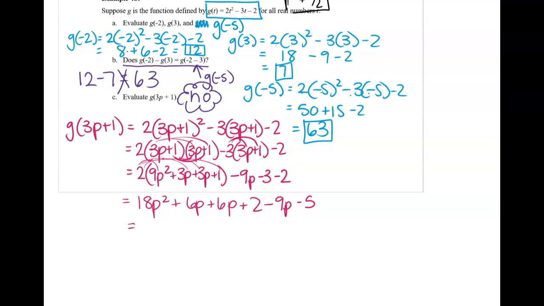Whew. Okay, we're getting there. 18p squared, 6 plus 6 is 12, minus 9 is 3p. 2 minus 5 is negative 3. So our answer is g of 3p plus 1 equals 18p squared plus 3p minus 3.